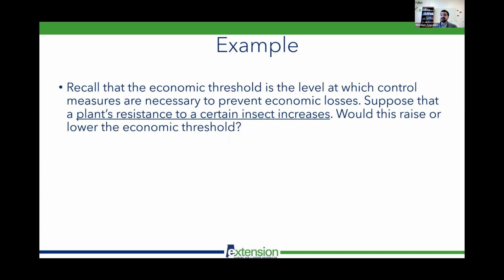And then another example: suppose that a plant's resistance to a certain insect increases. Would this raise or lower the economic threshold? If a plant's resistance increases, then this would raise the economic threshold because essentially the cost of damage decreases in this case.